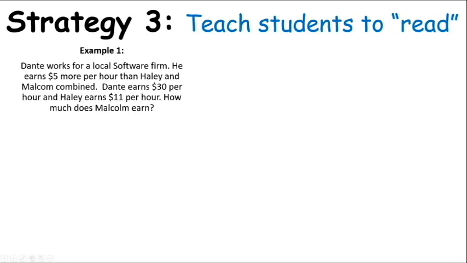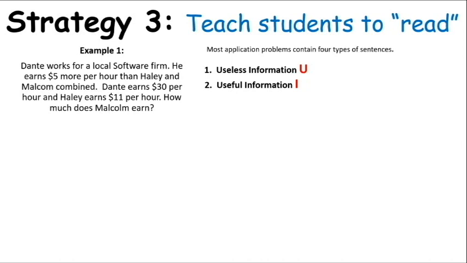Now, for a student reading that, what I'm going to tell them is when they read through that, they want to read it one sentence at a time, and they want to look for 4 particular things. Most application problems have 4 types of sentences. Number 1, useless information. This is context clues. This is creating the narrative. Not terribly important for us.